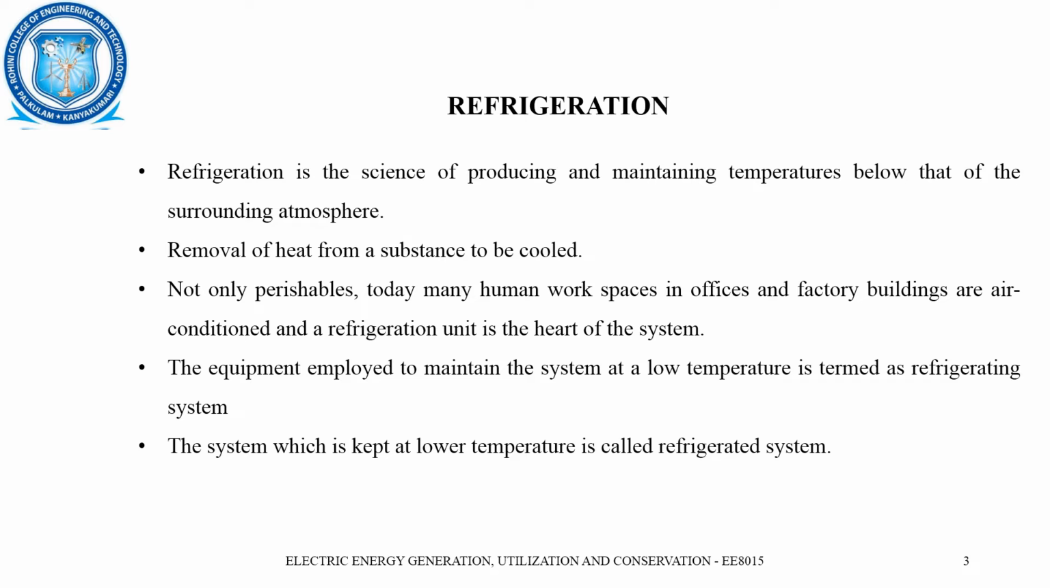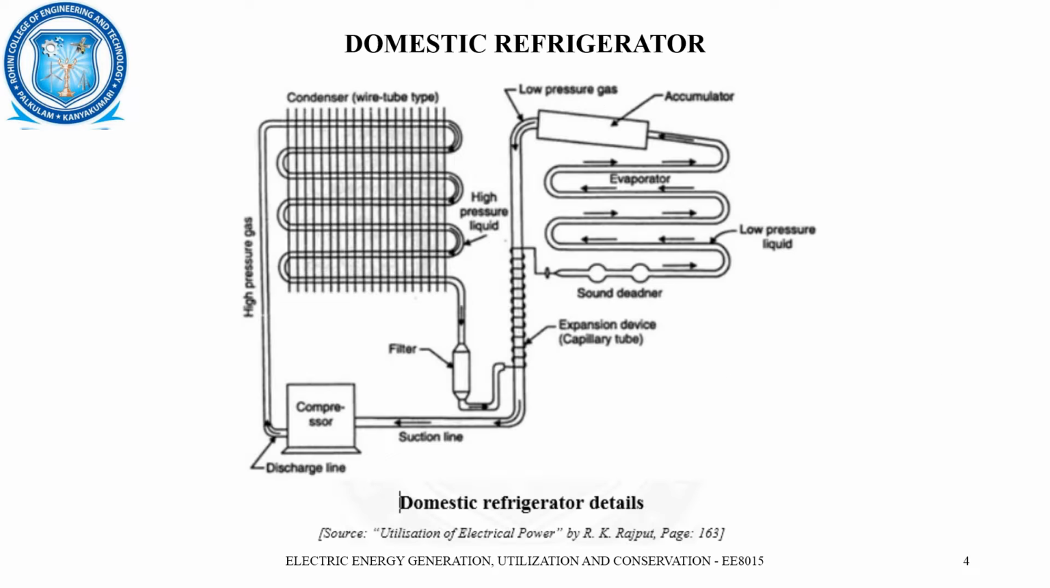This principle of refrigeration is applied to the domestic refrigerator. This domestic refrigerator is the one which we use in our households, and it consists of main parts like the condenser, compressor, expansion tube, and evaporator. These are the four main parts of the domestic refrigerator, and we can see the condenser. It's a wire tube type. It consists of the flow of high pressure liquid.